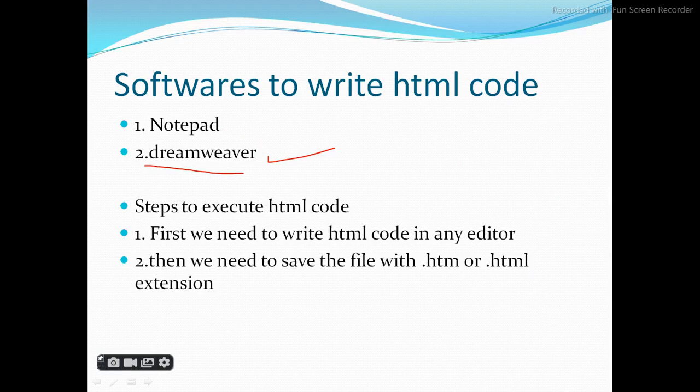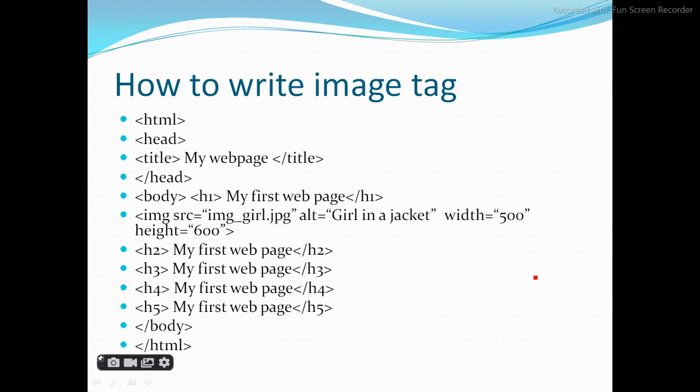Then what are the steps to execute HTML code? First we need to write HTML code in any editor like Notepad. Then we need to save the file with .htm or .html extension. You need to remember one thing, that you need to save your code with .htm or .html extension.